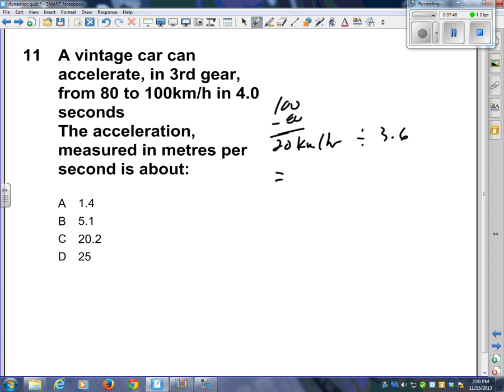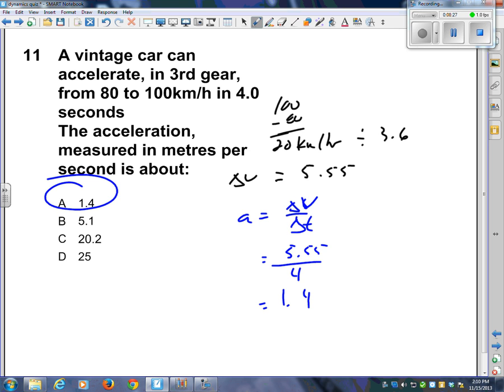20 divided by 3.6 is 5.55 roughly, and that is my velocity, that's my delta V. So now you would go A equals delta V over delta T. 5.55 divided by 4 seconds. It's around 1.4 for A.